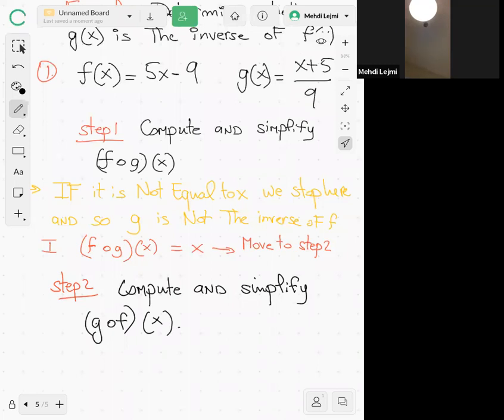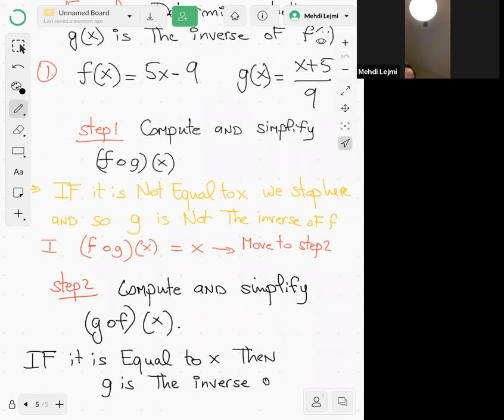Now, if this is not equal to x, then g is not the inverse. If it's equal to x, then yes, g is the inverse of f.